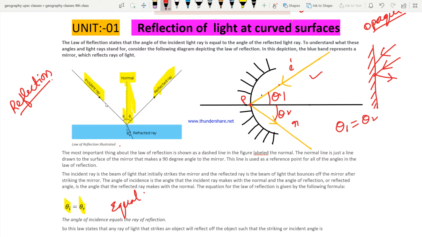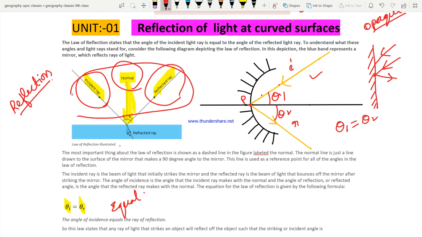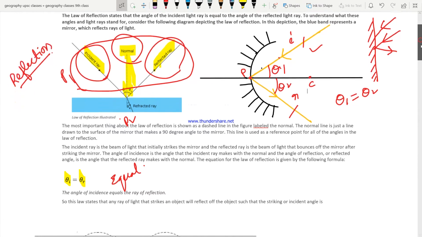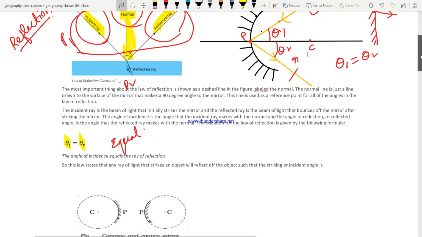What is the second law of reflection? The incident light ray, reflected light ray and the normal, are all of them in the same plane or not? If this is plane P1 and this is plane P2, all of them are in the same plane. Similarly here, the incident light ray and the reflected light ray. What is the normal here? From C to P, this is the normal. This is an imaginary line. What are this C, P, and F? We will discuss all of them in detail. So these two laws of reflection are clear.